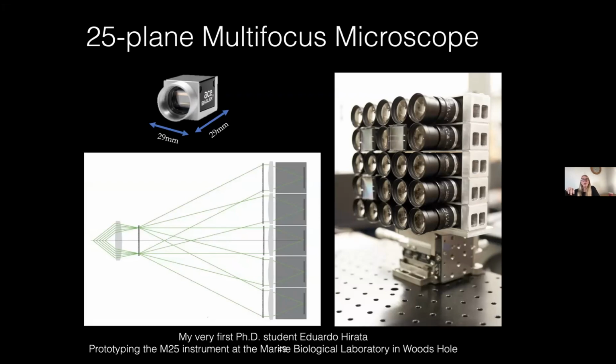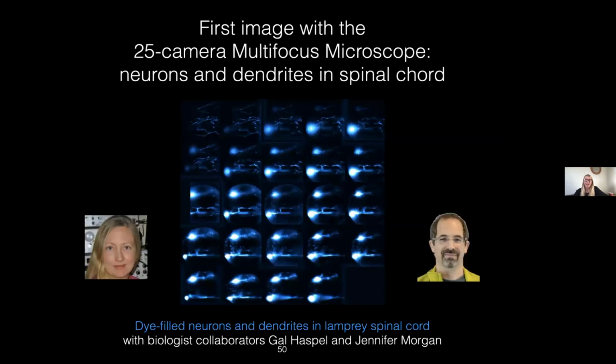So we were able to actually afford to buy 25 of these, put them into an array, and have one image on each camera instead of putting all the images on one camera chip. So the new design looks like this. We have the microscope, we have the diffractive grating with a new grating function that sends out 25 images instead of the 9. And here's the first image we took with that microscope. This is dye-filled neurons and dendrites in the lamprey spinal cord.